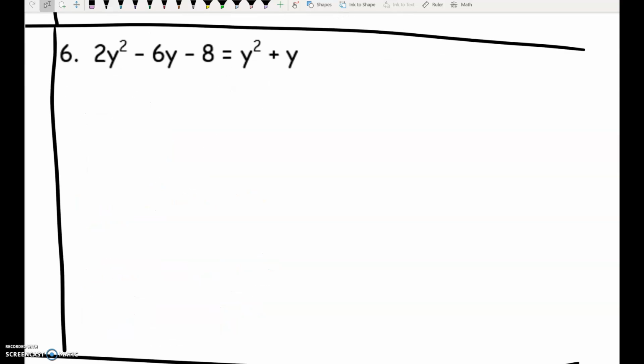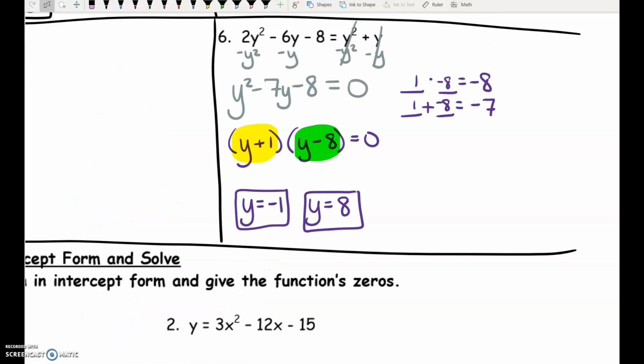Try number 6 on your own. Pause the video. First, we get one side equal to 0. You really want this squared term to be positive. So when you're figuring out which side to get to be equal 0, keep your squared term positive. Once we get 0 on one side, this is a fairly easy factoring problem. We got 1 and -8. Put those in the parentheses. If the yellow set of parentheses has to equal 0, -1 plus 1 would give us 0. So the answer is -1. If y minus 8 has to equal 0, then y has to be 8 because 8 minus 8 would be 0. So 8 is our other solution.